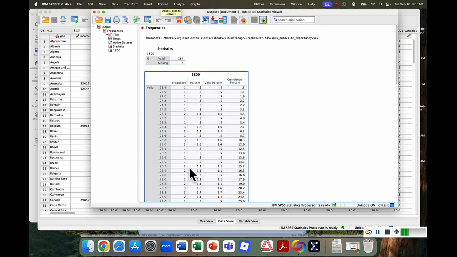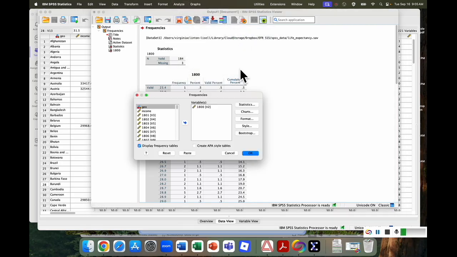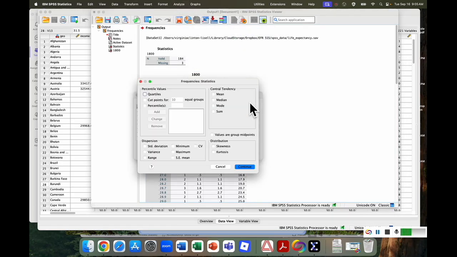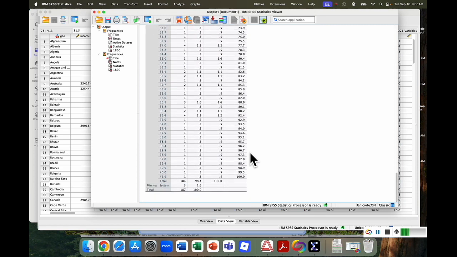Now, you probably noticed there's no mean, median, or mode there. What you need to do is go to Analyze, Descriptive Statistics, Frequencies, and then click on the Statistics button and click on Mean, Median, and Mode. Now, you can also get the mean other ways in SPSS. However, median and mode are only reported in frequencies. Then click Continue. OK. Scroll down.